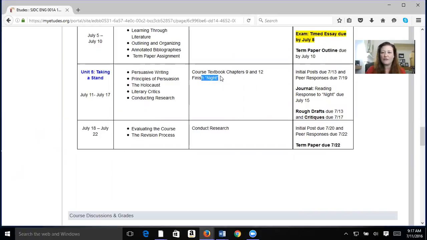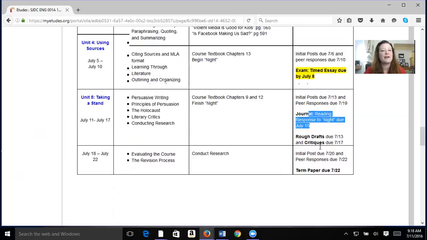So if you haven't already finished this short novel, please do so as soon as possible, because by Friday, I need your journal response. So if you were in my normal fall or spring session, you would be writing a full essay based on Night. However, I know that is really tough to do in this accelerated course. So instead of a full essay, I've just asked you to write a journal response, meaning I don't need an introduction or a conclusion, but I need to see you do a couple of things.